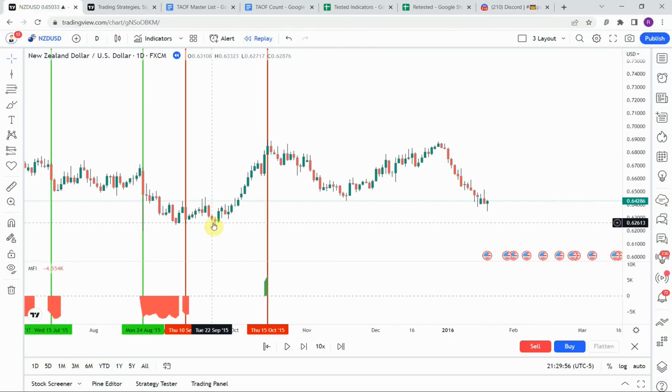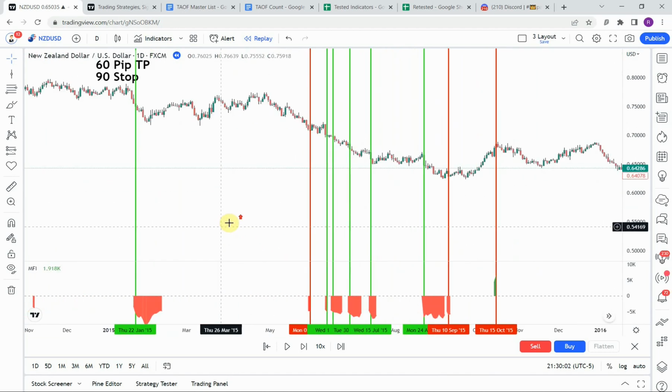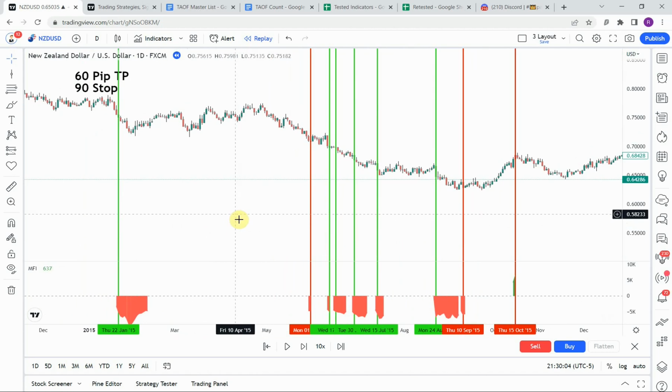All right, back to our indicator here. Let's go ahead and squeeze this in here. There we go. All right, let's go ahead and count it out and see what we have. 1, 2, 3, 4, 5, 6, 7, 8, and 9. So we have 9 trades altogether. That's a decent number of trades within 1 year's time.